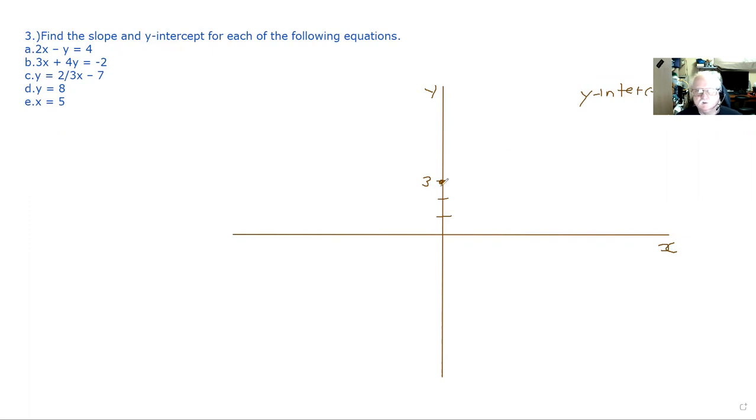And the slope is where does the line go after it goes through the y-axis? Where does it go? Basically in this direction. So if the line goes up, we're dealing with a positive slope. If the line goes down, we're dealing with a negative slope. If the line was horizontal, the slope would be 0.